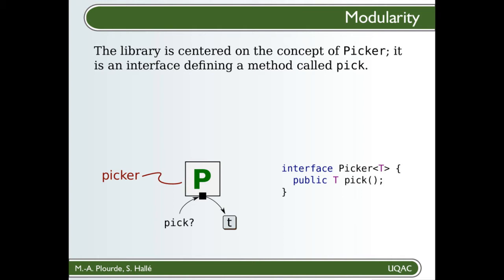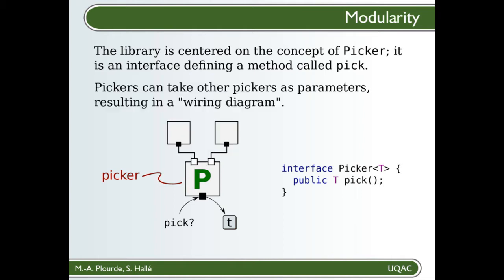Its architecture is based on the notion of a picker, which is an object implementing a method called pick. Its task is to return an object of a given type every time it is asked. The interesting part is that pickers can be instantiated by other pickers and use them as a source of choice.